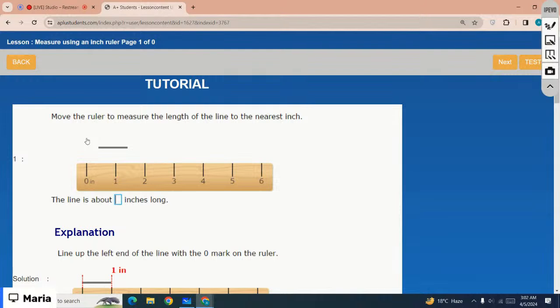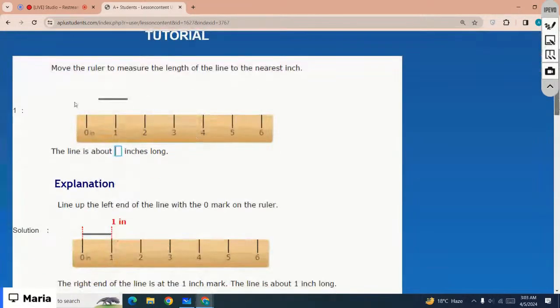Okay, so how do we measure? You have to move the ruler to measure the length of the line to the nearest inch. You are given a line, you have to measure the length of the line. How do we measure? Basically, we have to place the ruler, like here is the ruler. Start with 0. You have to line up the left end of the line with the mark 0.